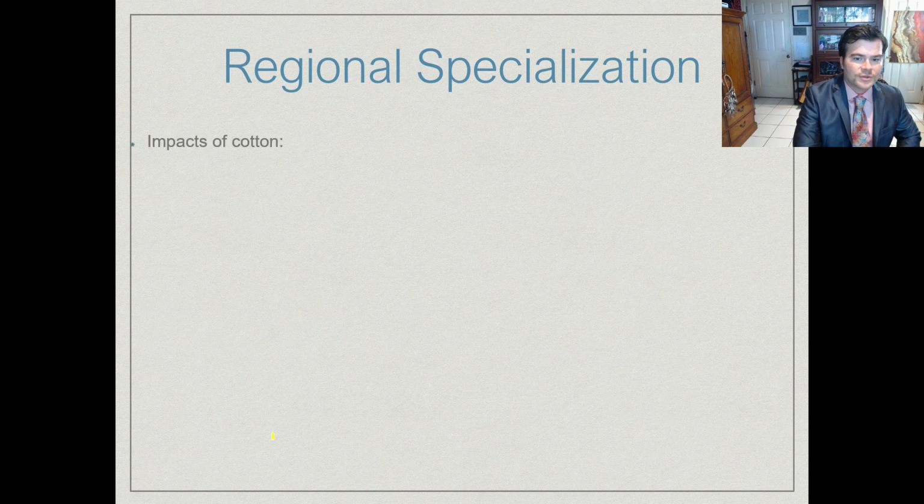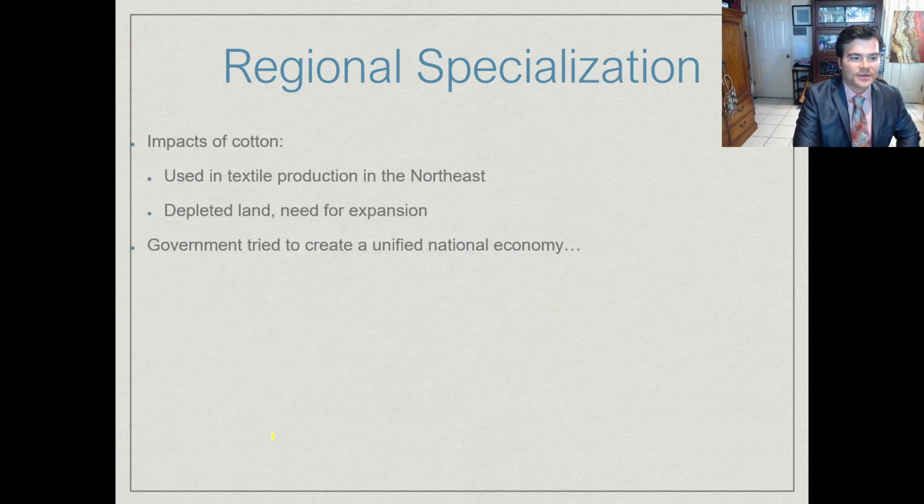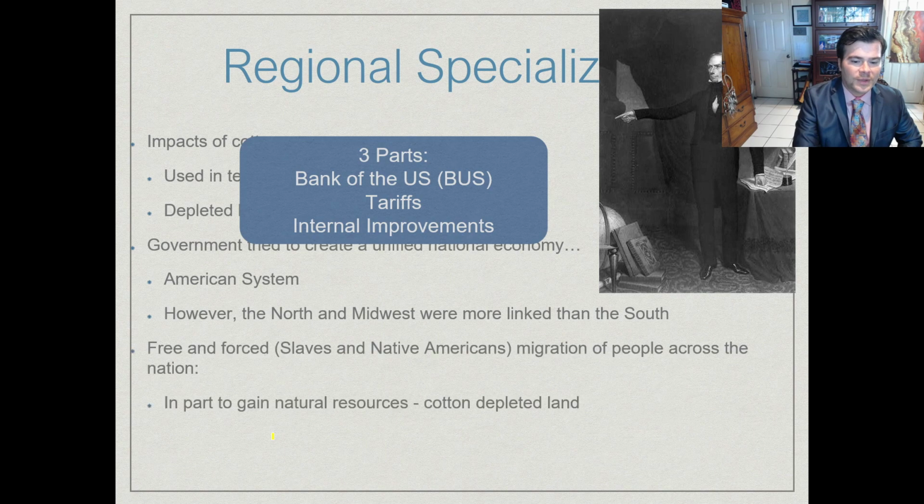Okay. Regional specialization. So the South is going to focus on agriculture. The North is going to focus on manufacturing, right? So textile production. They're going to keep depleting the land of its nutrients because they don't know how to farm correctly and rotate crops, and so they'll keep moving west. Okay, they're trying to make a unified national economy, right? The North and the South will be interconnected, but it's going to kind of be divided, right? So the North and the Midwest and the West are going to be linked. The South is just going to be self-contained, right?